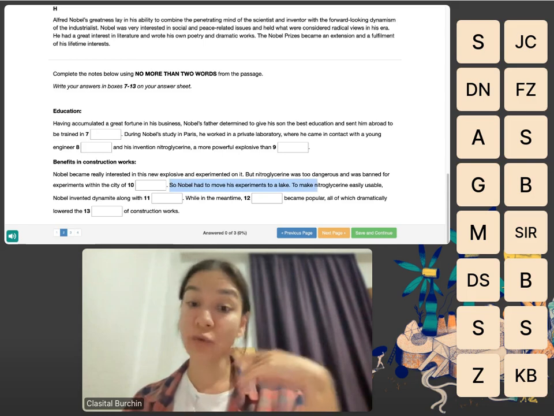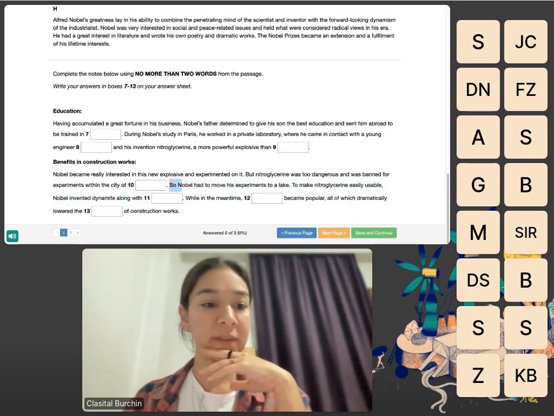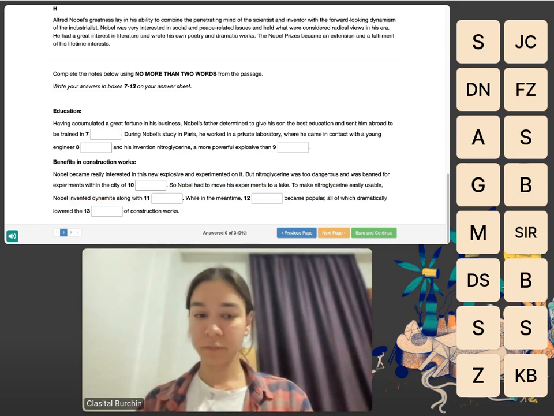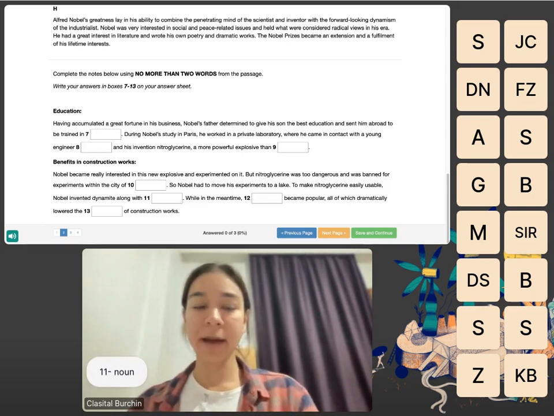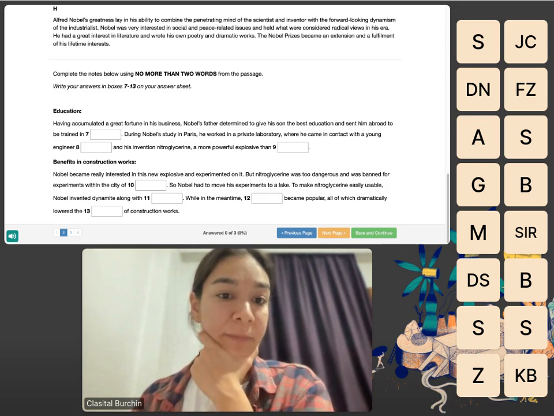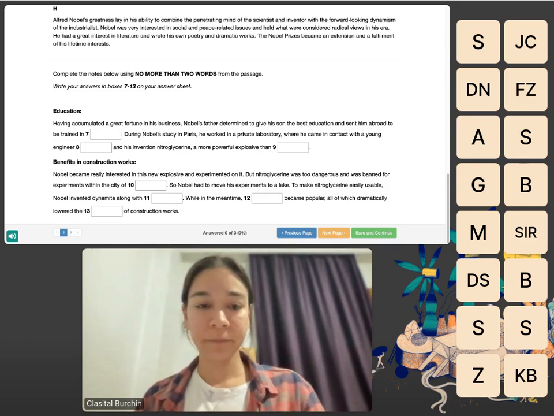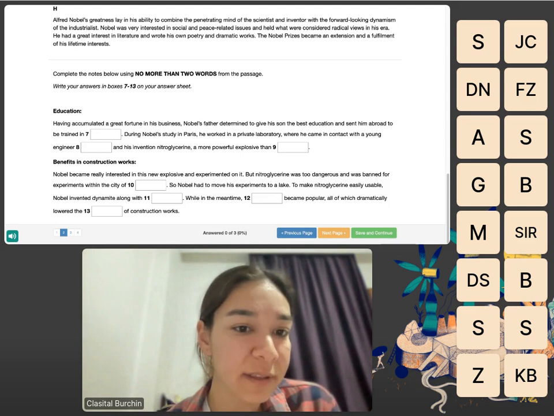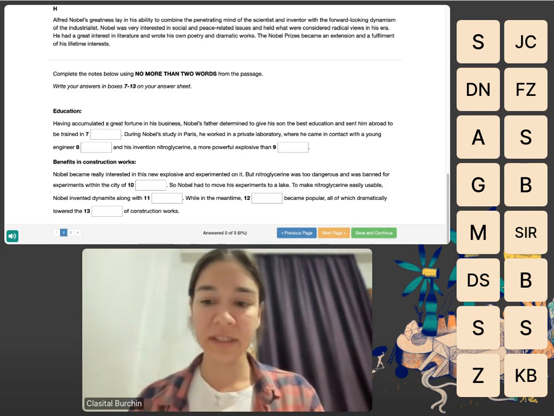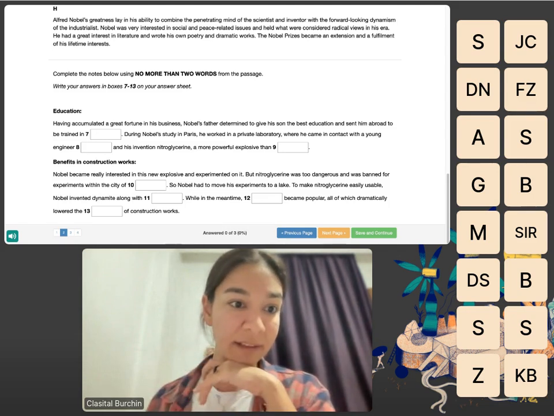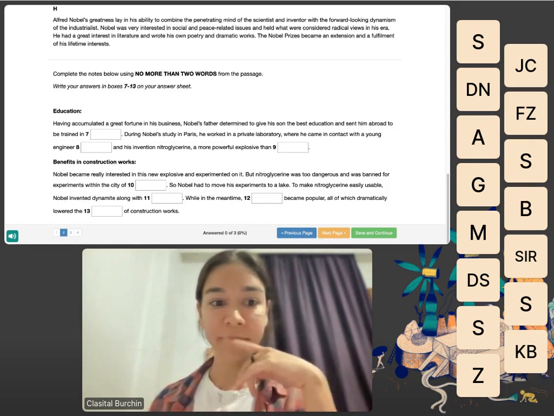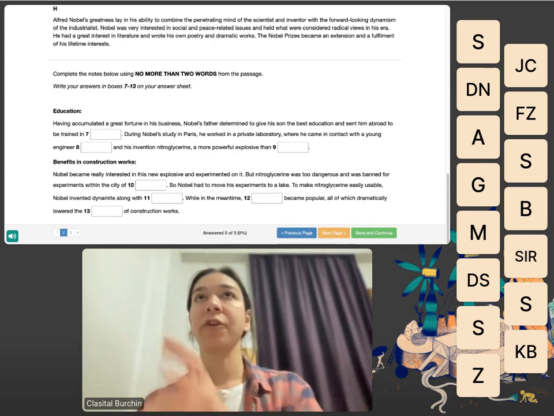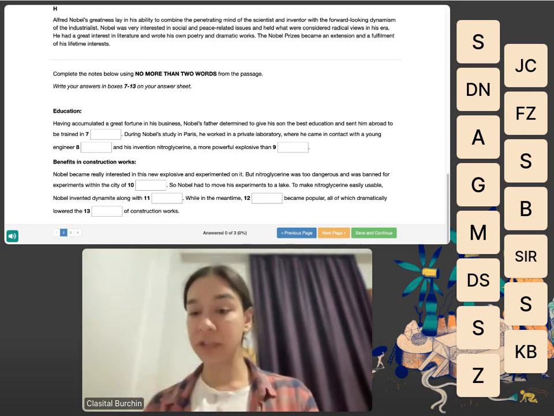So Noble had to move his experiments to a lake. To make nitroglycerin easily usable, Noble invented dynamite along with something, so it will be a noun too. In the meantime, something became popular, all of which dramatically lowered the something of construction work. Cost of the construction works. So it will be a noun too.